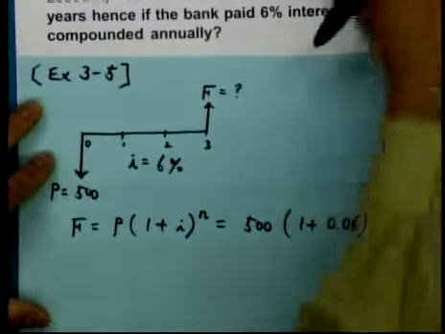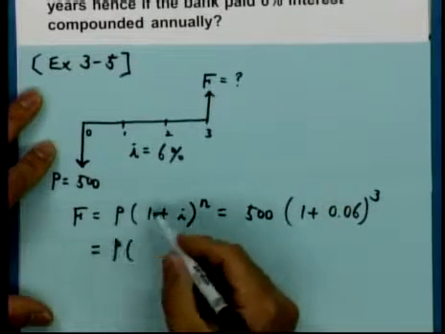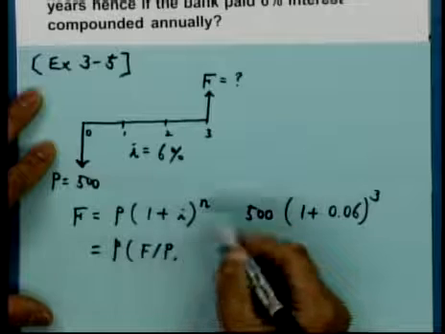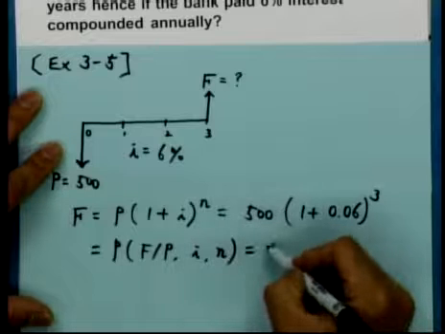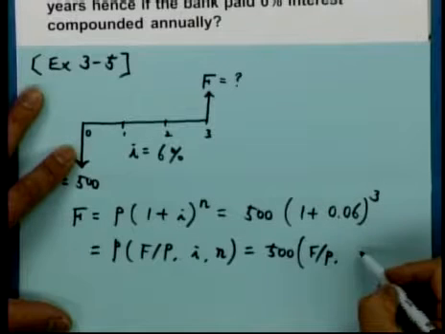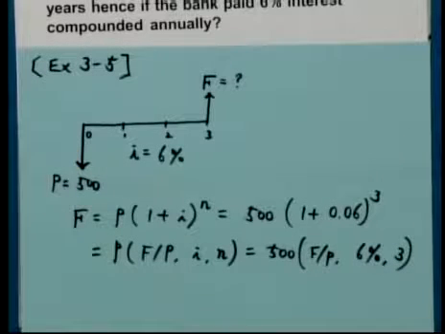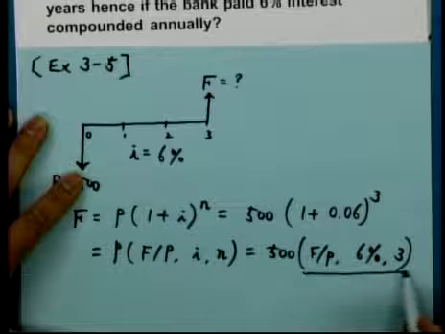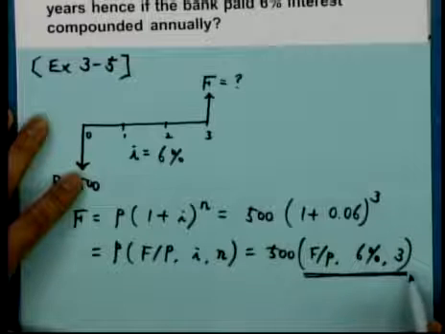And equation 3-4 is another expression. If you want to use it, it's going to be F given P at I over N periods. So it's going to be 500 times (F given P, 6%, 3). And actually, we can get this value, which is called the single payment compound amount factor.